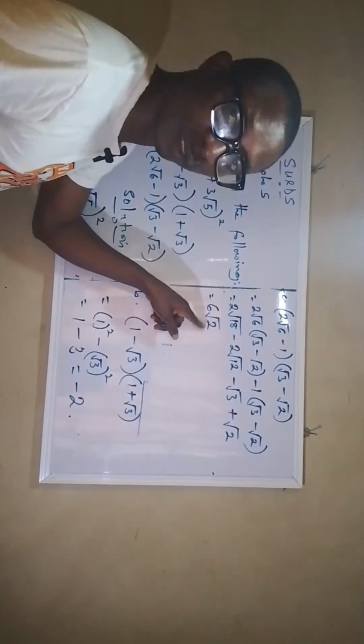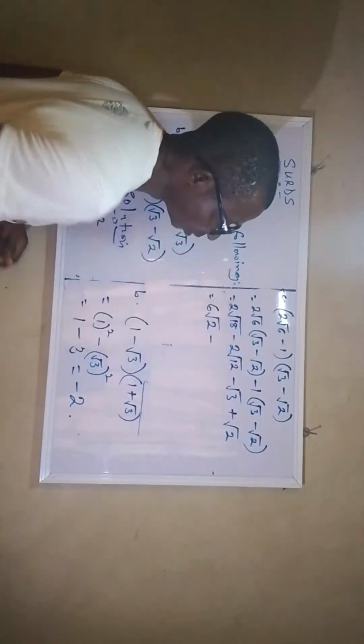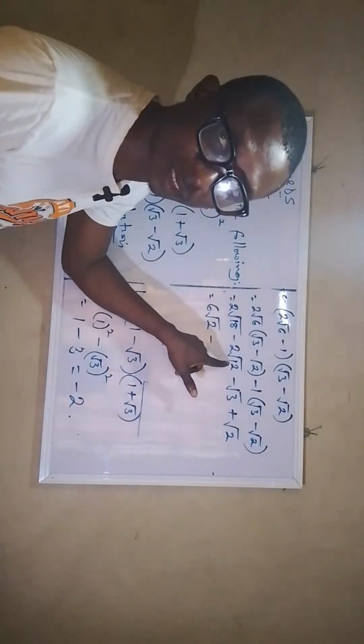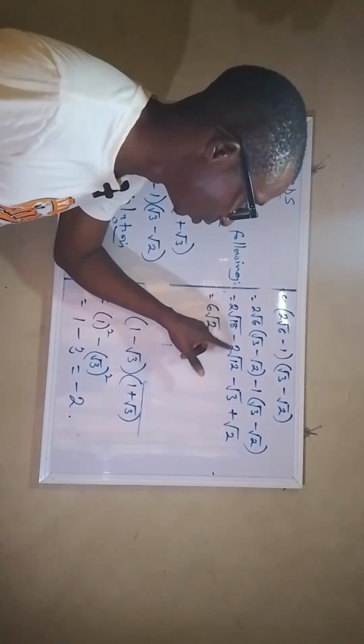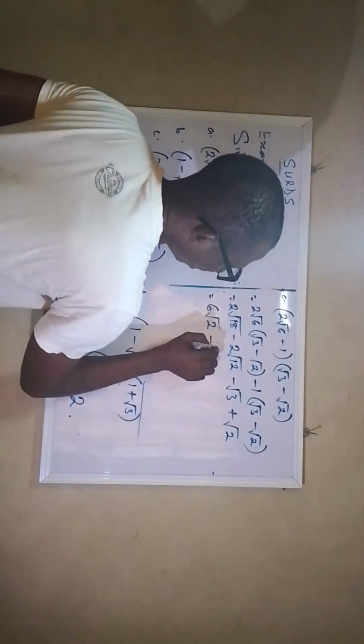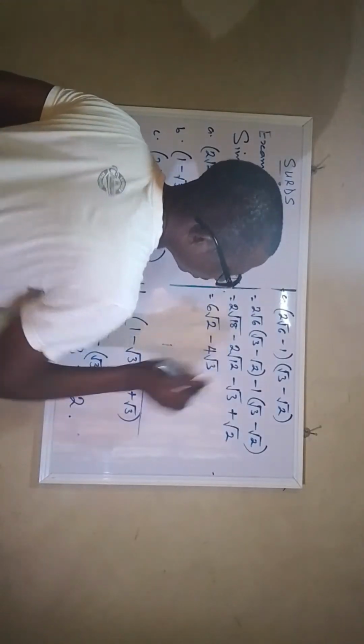So we are left with 2 inside the root. Now the same thing also applies to this. Now 4 times 3 is 12. Square root of 4 is 2. So that 2 will multiply itself with this. So we have 4 square root of 3.